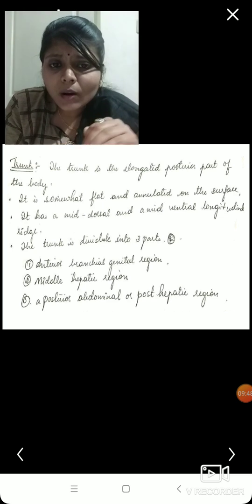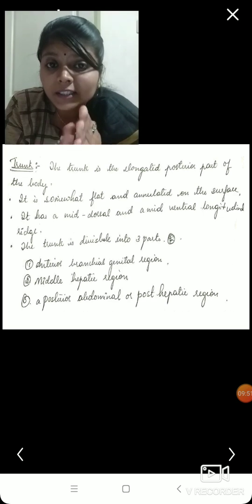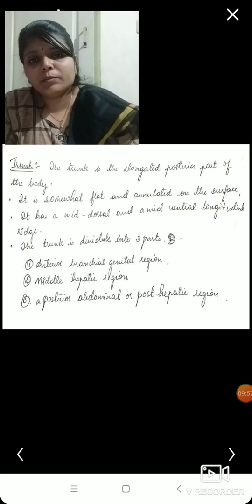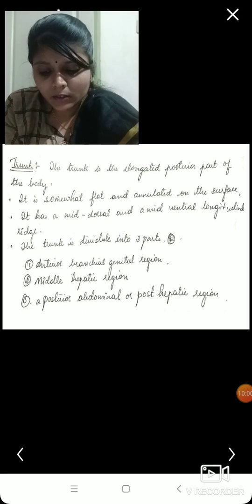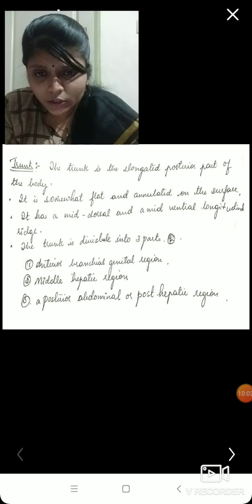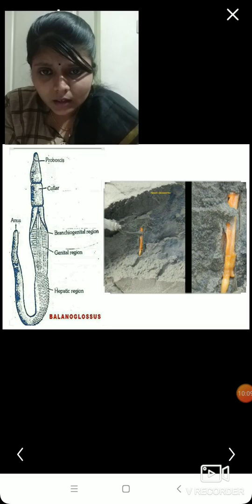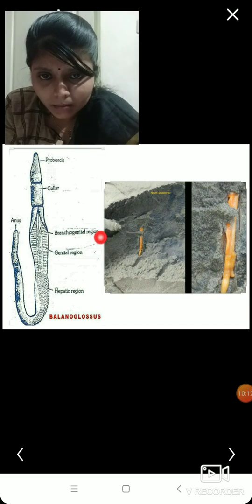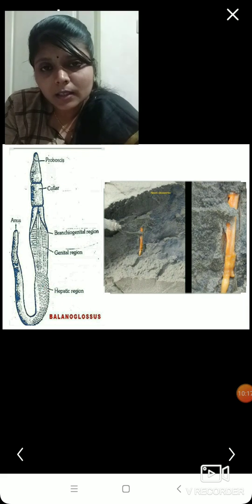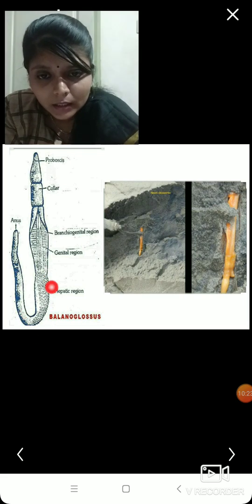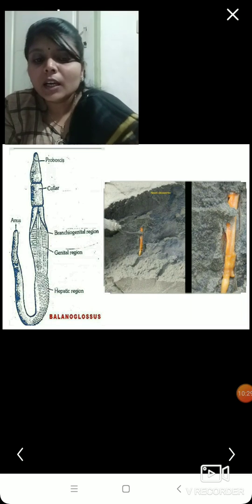It has a mid-dorsal and a mid-ventral longitudinal ridge, which is seen in the posterior part of the trunk. If you see the picture clearly, you can see how the trunk looks. Here is the branchial region, the branchiogenital region, which consists of the genital region. The hepatic region is the region where the function of the liver happens. That is the hepatic region, the complete region till here, and then it elongates and ends with the anus.